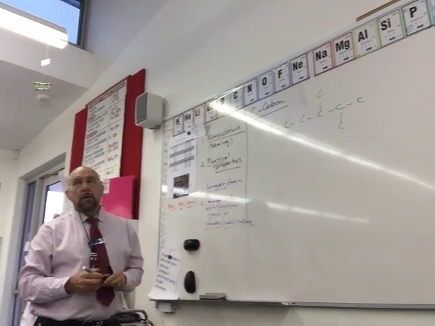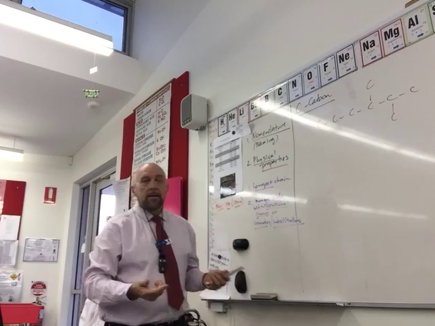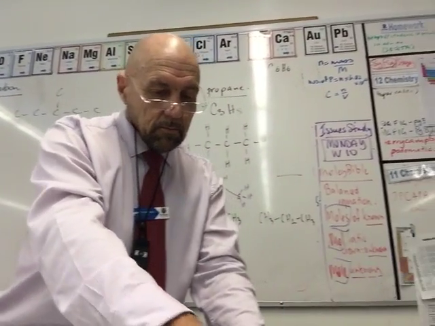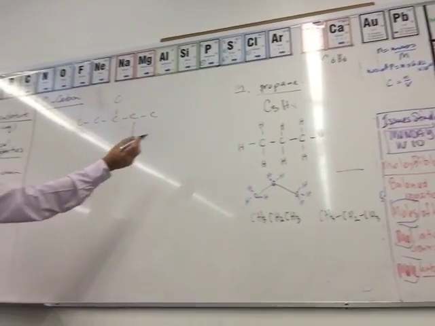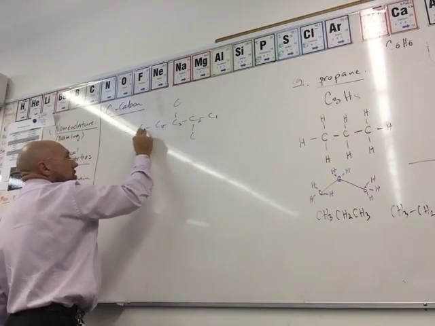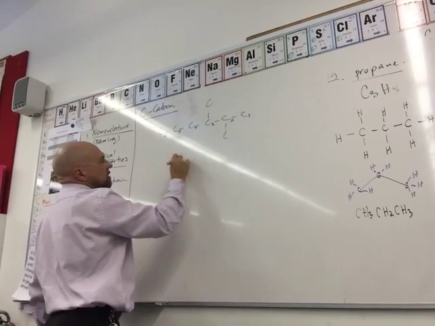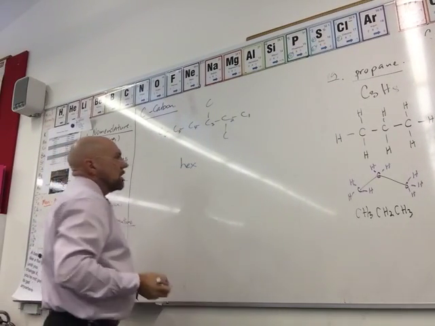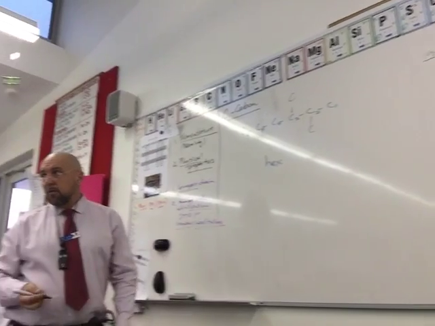Alright, so up here, I'm then going to start numbering from the right hand side. So this one here will be 1, 2, 3, 4, 5, 6. So I just know it's going to be hex somewhere in the name straight away.